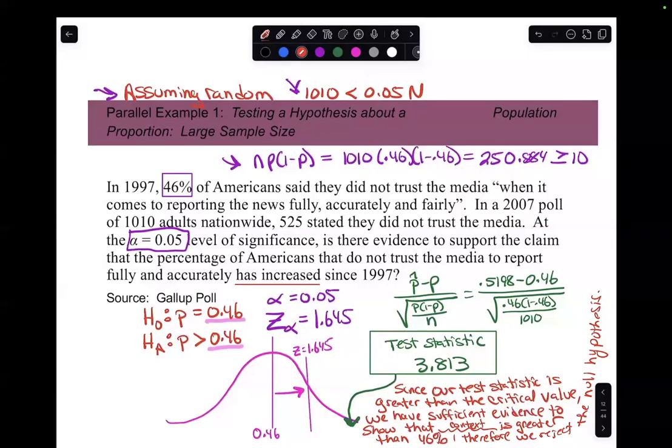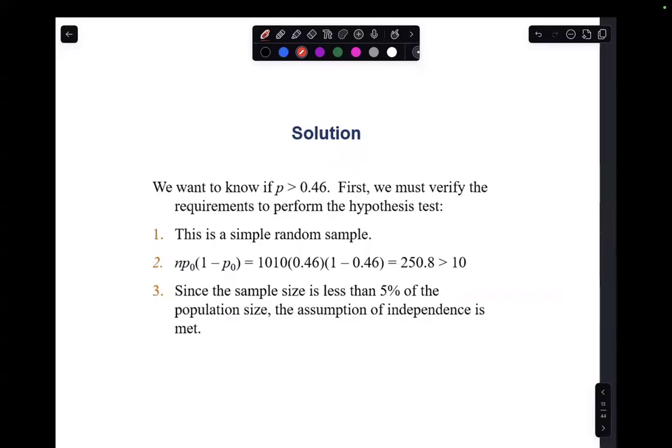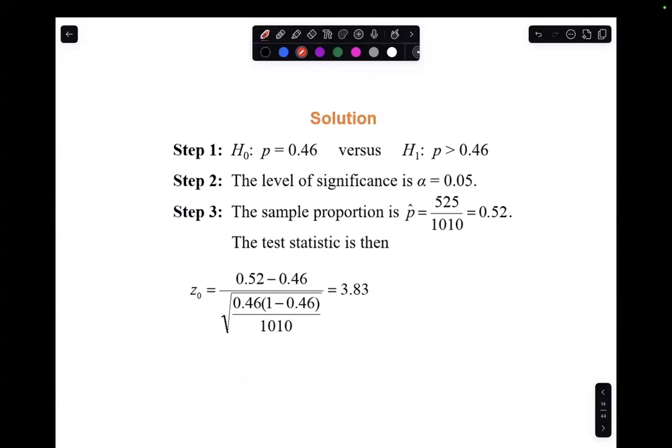All right, I'm going to bop over to the one that they do. So this is all the stuff I said: simple random sample, np(1 minus p) greater than or equal to 10, sample size less than 5%. Here's their math for the test statistic and the level of significance.